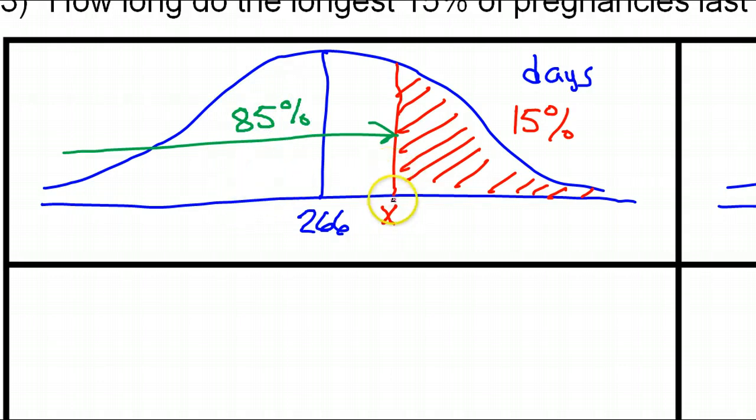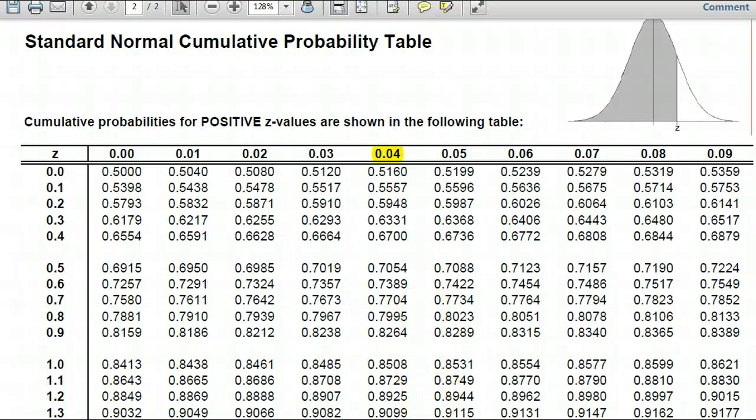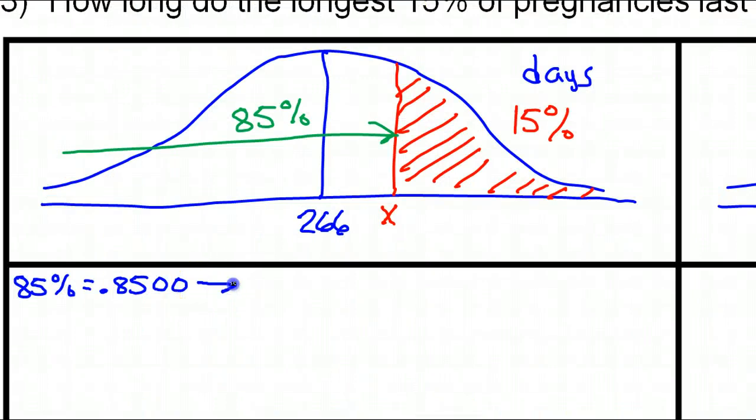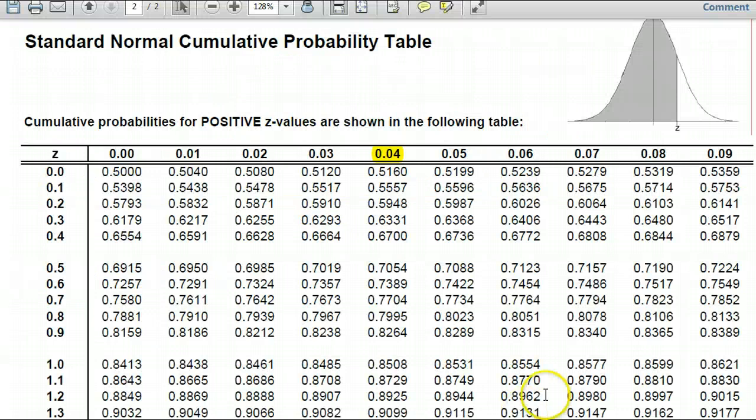Okay, so 85% of the graph is to the left of this number. So you have to use the left side, so we'll use the 85. Okay, so fine and dandy. So we will use our 85%, and as a decimal, 85% equals 0.85. Now I'm going to go ahead and write 0.8500 to make it the same length as all these lovely values. All right, so let's hunt for 0.8500, or as close as we can get.